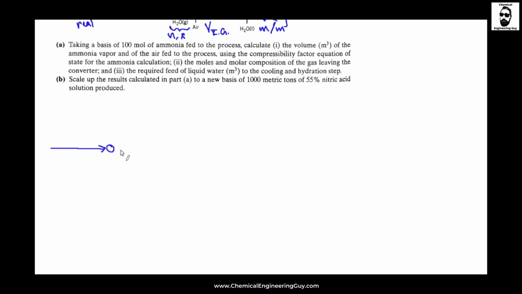Okay, this is our mixing point, then it goes here and mixes here, and then goes to the preheater here. In the preheater we're going to mix air. This is air at 1 atmosphere, 30 Celsius. I'm going to, well, let me add everything later.